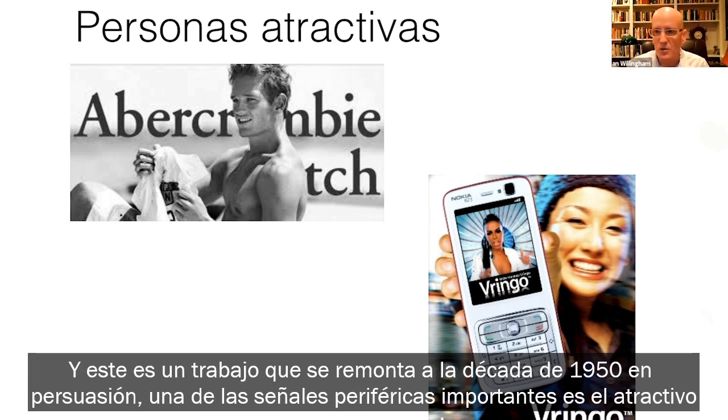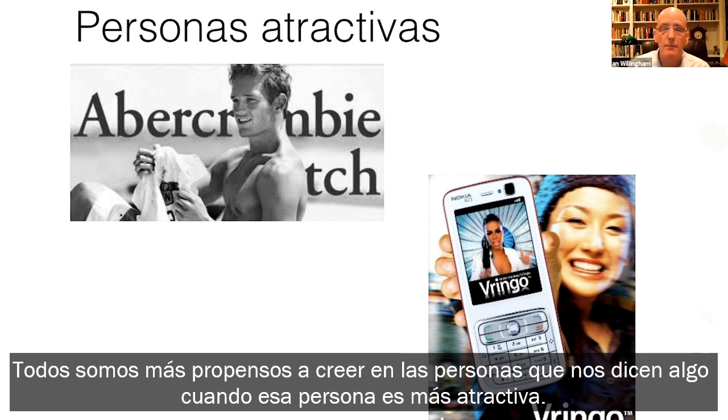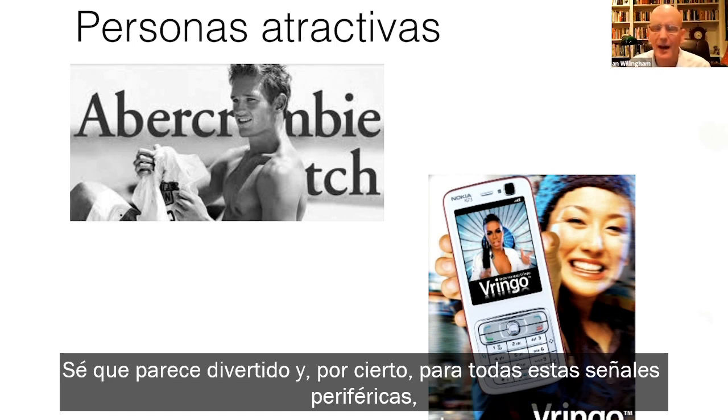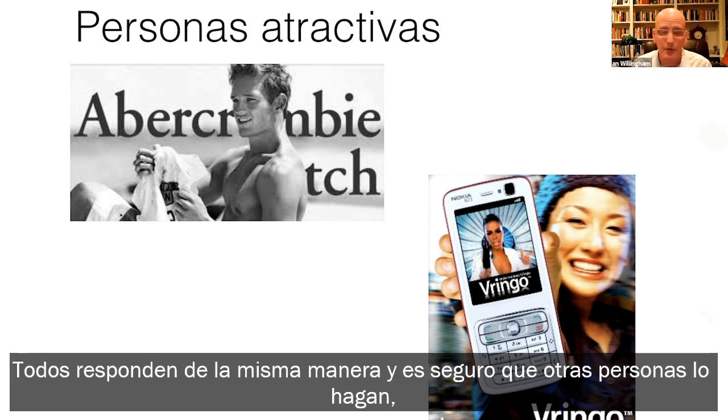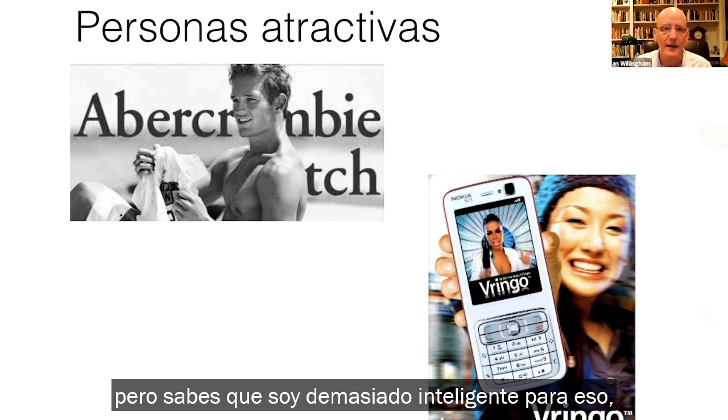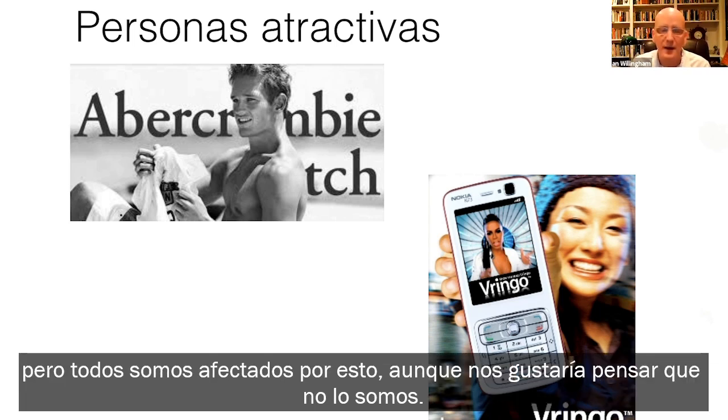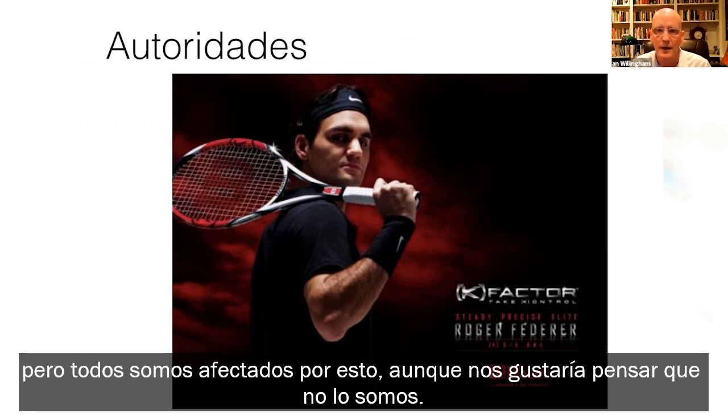This is work that goes back to the 1950s in persuasion. One of the important peripheral cues is attractiveness. We are, all of us, more likely to believe people who are telling us something when that person is more attractive. I know it seems funny, and by the way, for all of these peripheral cues, if you ask people if someone is attractive, are you more likely to believe them? Everyone responds the same way, which is, well, I'm sure other people are, but I'm too smart for that. But we're all affected by this, though we'd like to think that we're not.